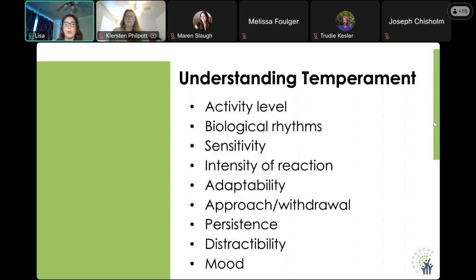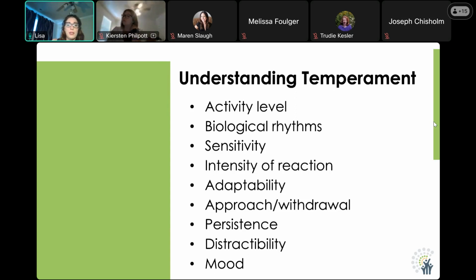So biological rhythms being very regular: a 10 is a child that needs to stay on the same schedule all the time or it messes them up. On the other side, I'm very flexible in terms of my schedule and I'm okay no matter what happens to me. I can go with the flow and nothing bad seems to happen. I'm just pretty easygoing in that way.